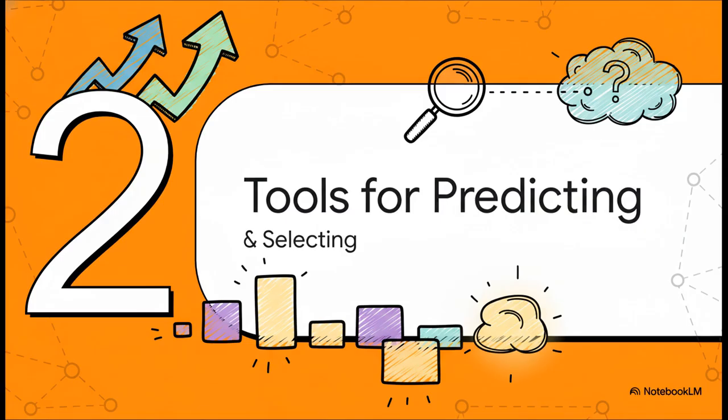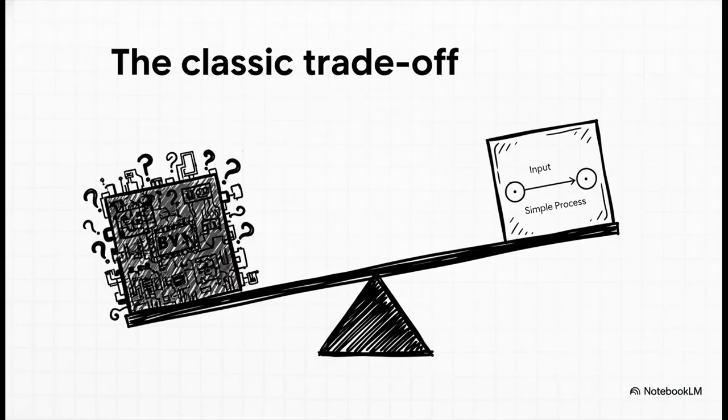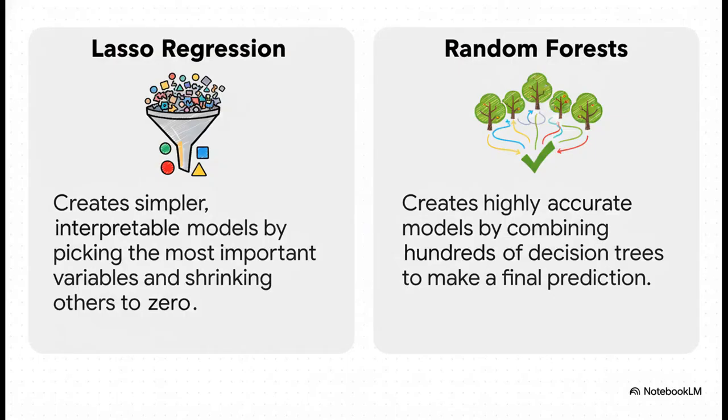Now, we're not just sorting what we have, we're trying to predict what's going to happen next. This is where the real forecasting power starts to come in. And right away, we run into a classic, fundamental question in data science. Do you want a model that's incredibly accurate, but maybe a little bit of a black box? Or do you need a simpler model that's way easier to explain to everyone else in the room? This slide really lays out that trade-off perfectly.